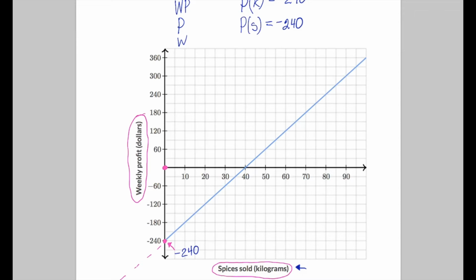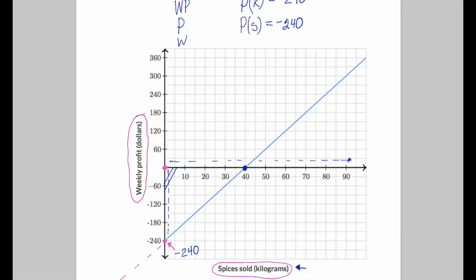We start in the negative, invested some money, and now we're going to work towards earning back. And so as you see, as we sell spices, then the profit, first of all, we get out of debt. So we break even right here. So by the time we sell 40 kilograms of spices, we are going to earn 240 bucks, and then we are not going to be in debt anymore. Our cost will be compensated by the amount of money that we will have made.